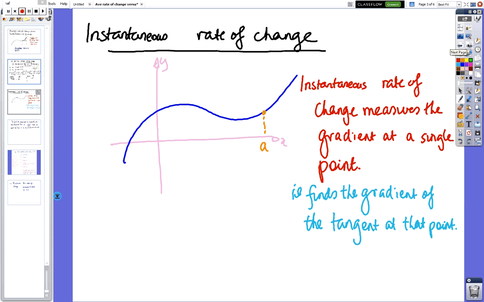Now we're going to look at an instantaneous rate of change, and what we're doing is we're measuring the gradient at a single point. This gradient is actually just the tangent at that point. So rather than having an average, it's at a single point. And the problem is, how do you find a gradient? How do you find a rise and a run at a point? That's the question. Come across when you're ready.